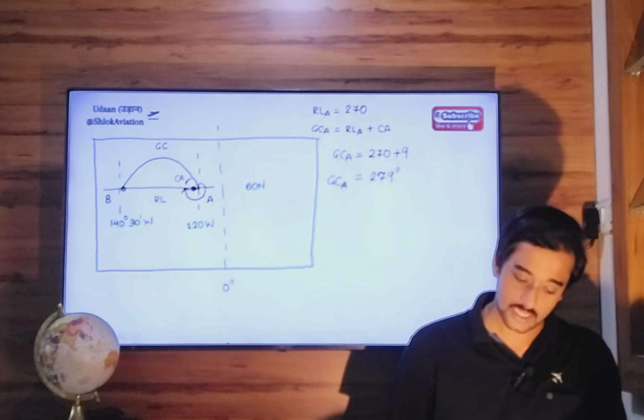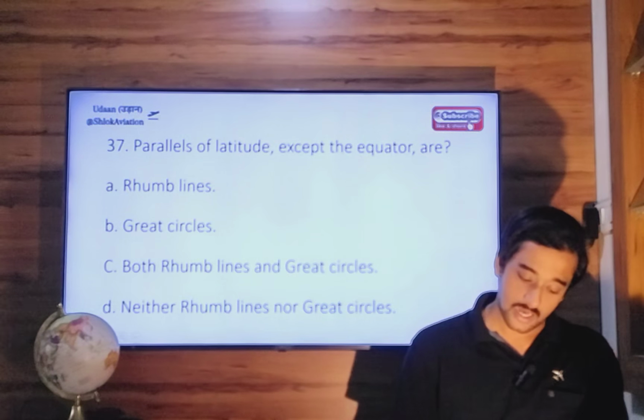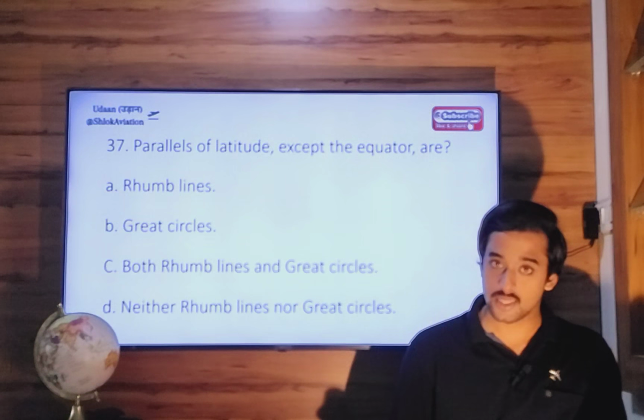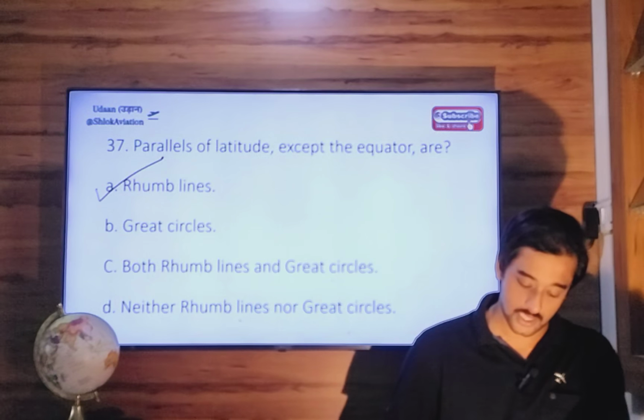Okay. Next. Parallels of latitude except the equator are: rhumb lines, great circles, both rhumb lines and great circles, or neither rhumb lines nor great circles. So they are rhumb lines.